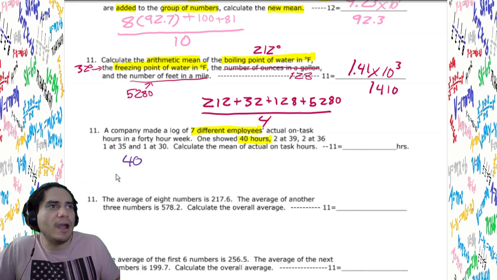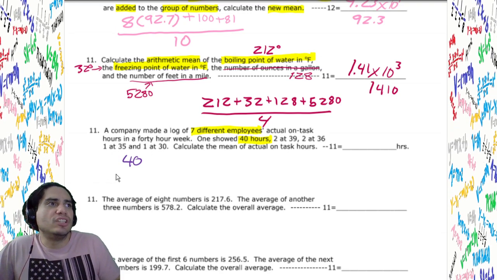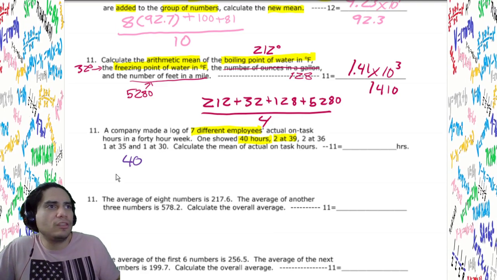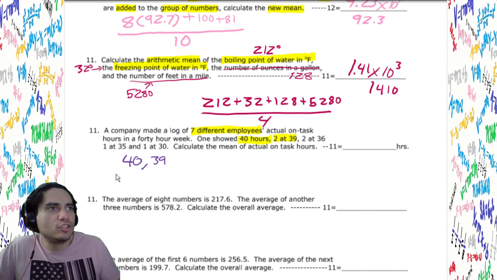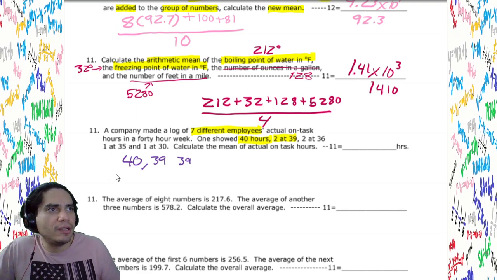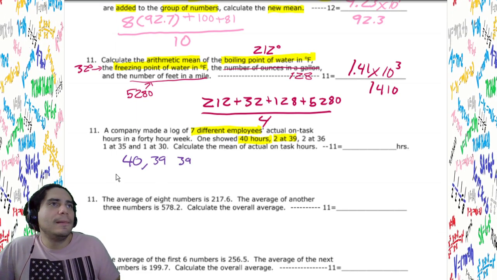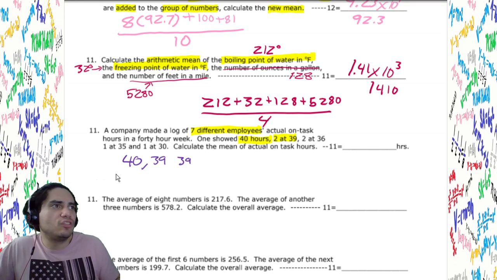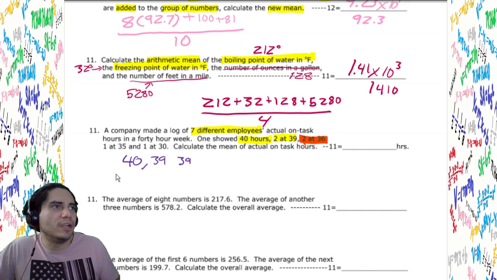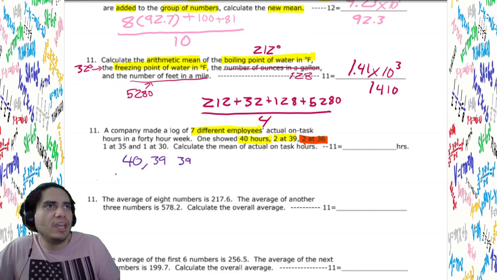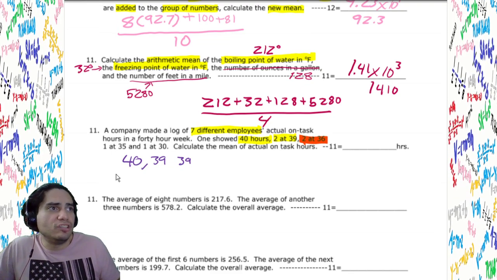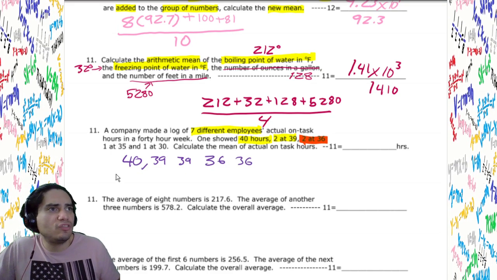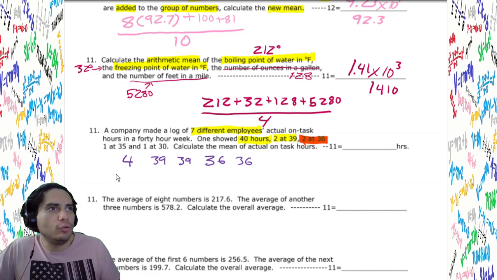Then we got ourselves the next, 2 at 39. So we're going to put 39 twice right here. Next one we got 2 at 36 right there. So what we could do here is go ahead and write 36 right here, but not one time. Two times.